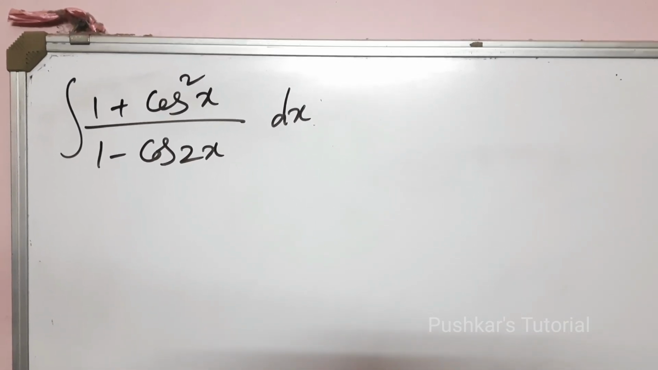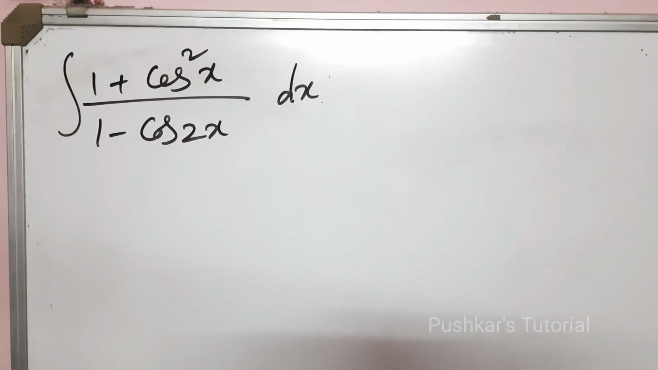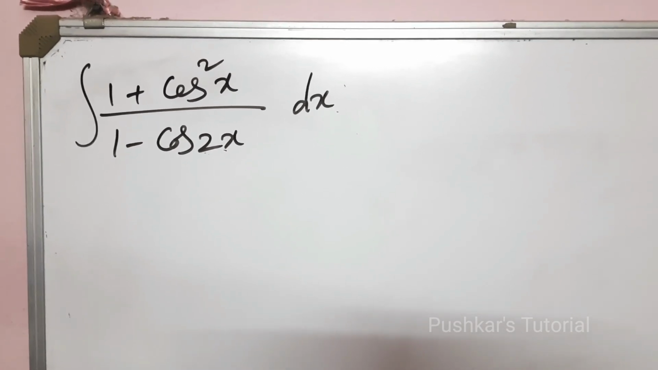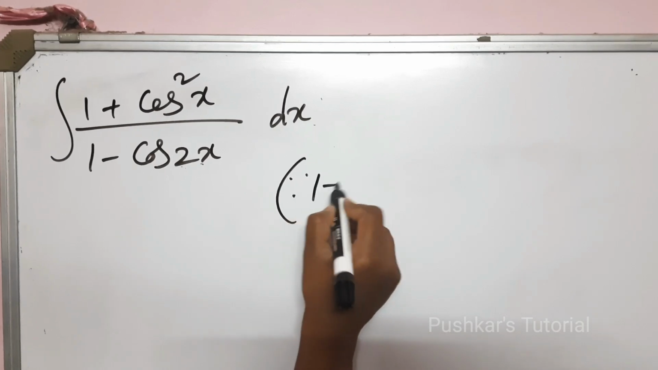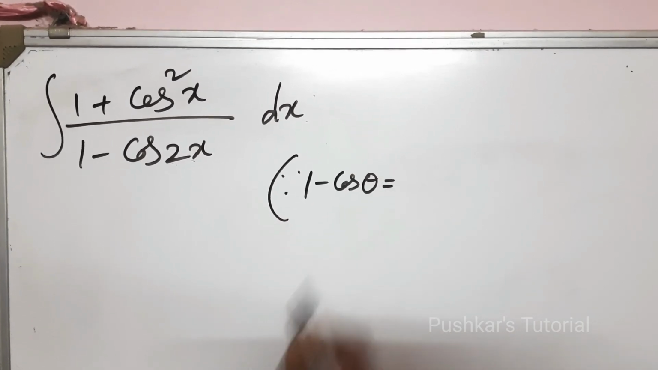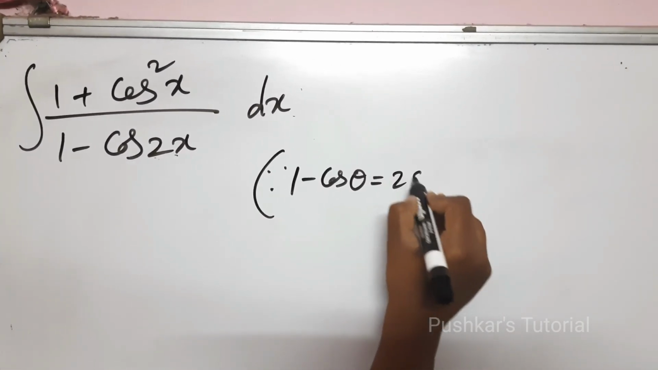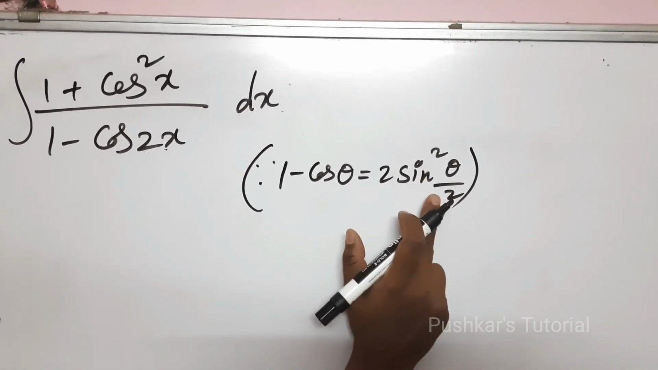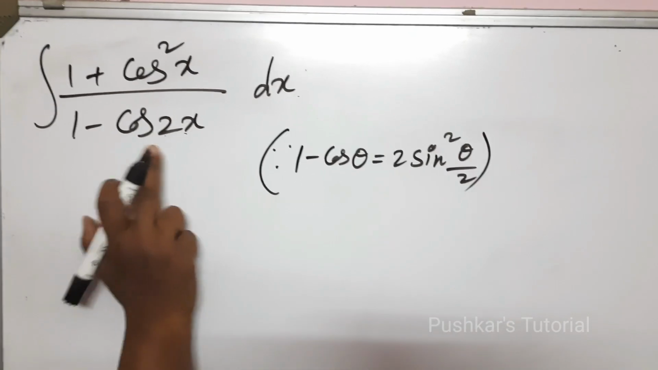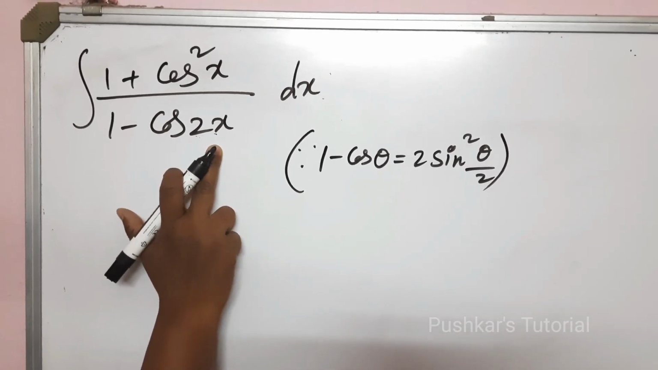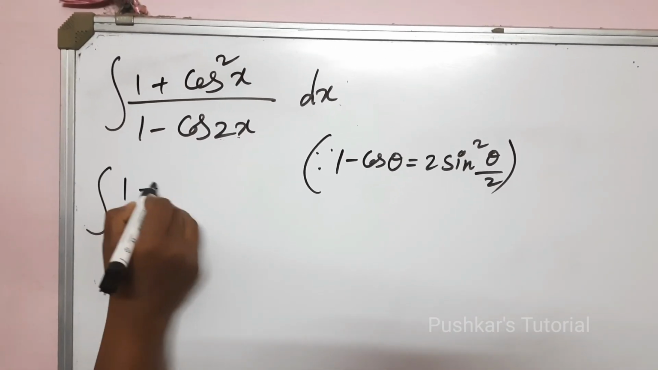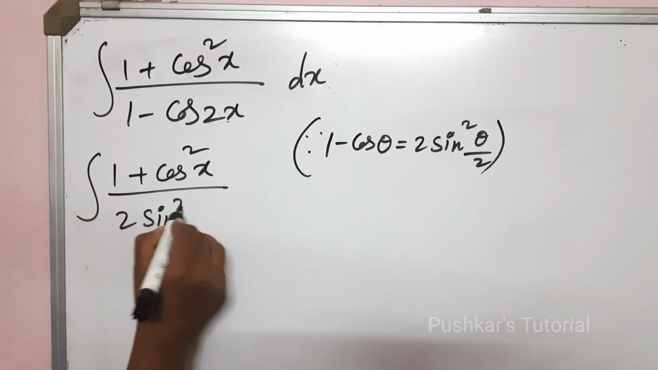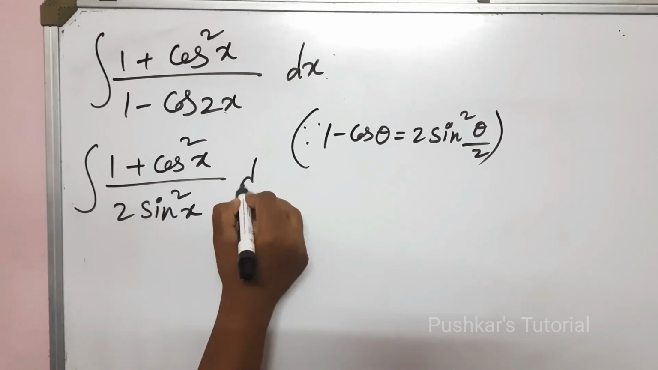Integration of 1 plus cos square x by 1 minus cos 2x. Here there is angle multiplication by 2, so the denominator looks like one trigonometry formula, 1 minus cos theta. The formula is 2 sin square theta by 2. So how much angle is there in that half? Theta means theta by 2. So here 2x means 2x in the half, simply x. So we can write the denominator as 2 sin square only x dx.